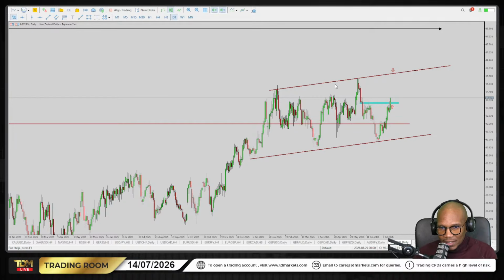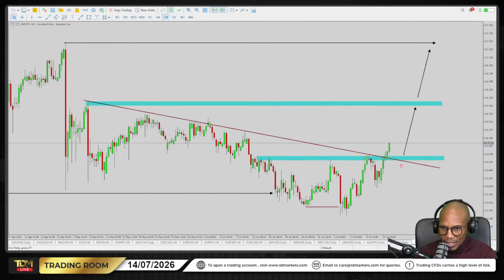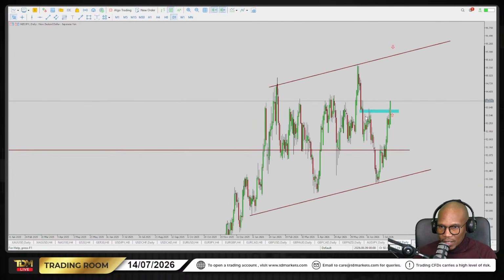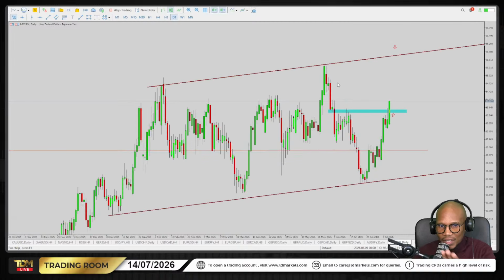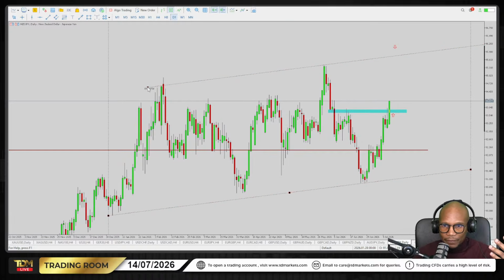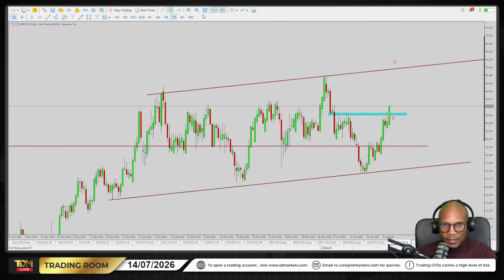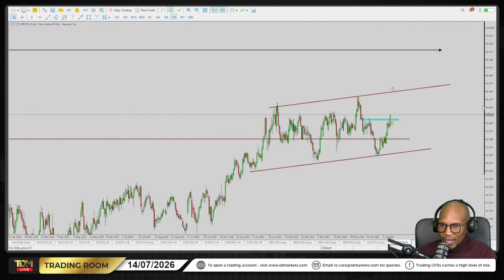I'm actually getting excited just looking at this. I'm getting excited because this is a good setup. It looks like CAD JPY. It's a very good setup. I've seen this movie over and over again. Yeah, so NZD JPY, that is another one.